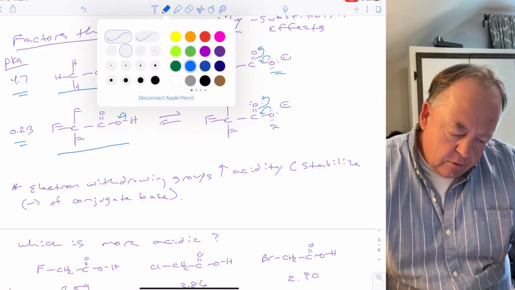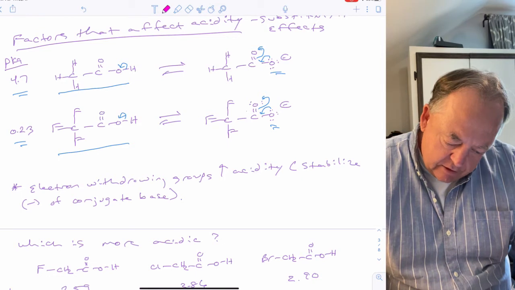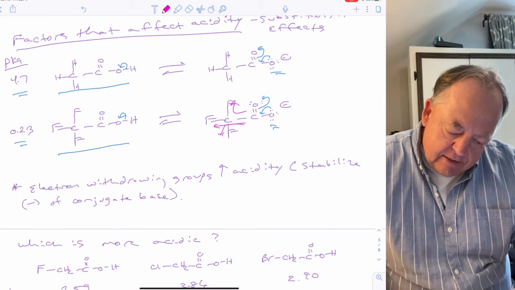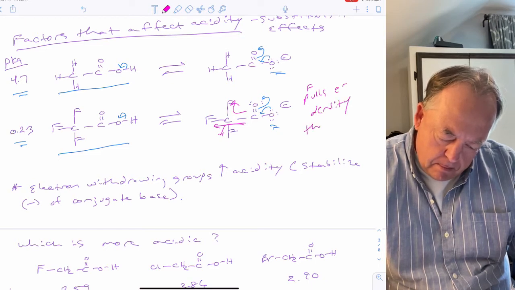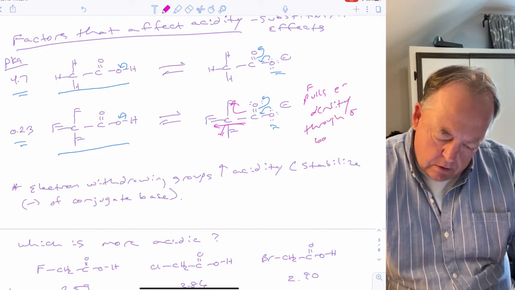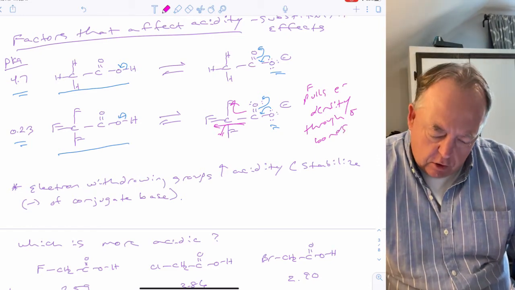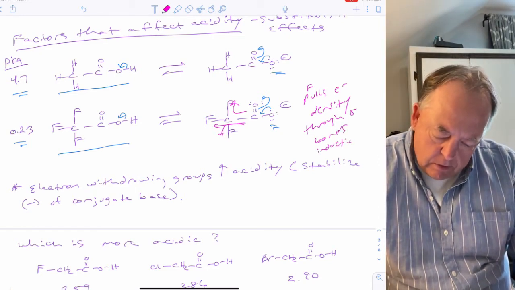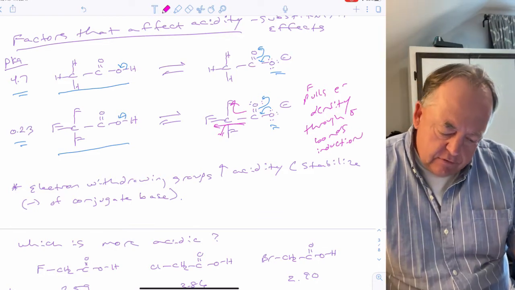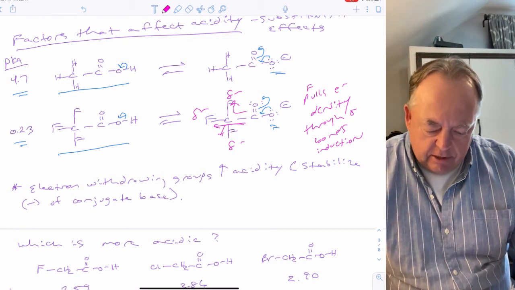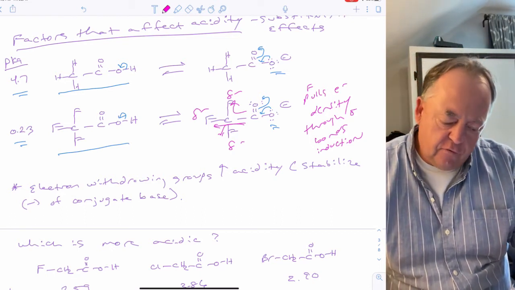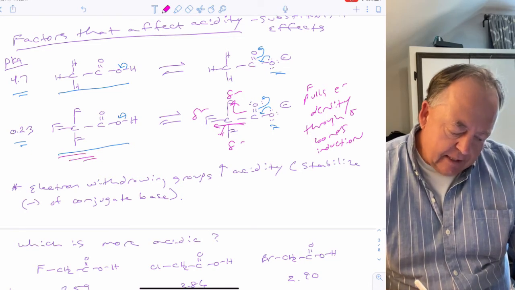Well, what do you know about fluorines? That they're extremely electronegative, right? It's the most electronegative atom in the periodic table. So they're going to be pulling electron density through the sigma bonds. That's what's called induction. So they'll be pulling electron density towards themselves and delocalizing some of that electron density onto themselves. And so that's going to help stabilize the carboxylate, make it easier to form. So the trifluoroacetic acid is much more acidic.